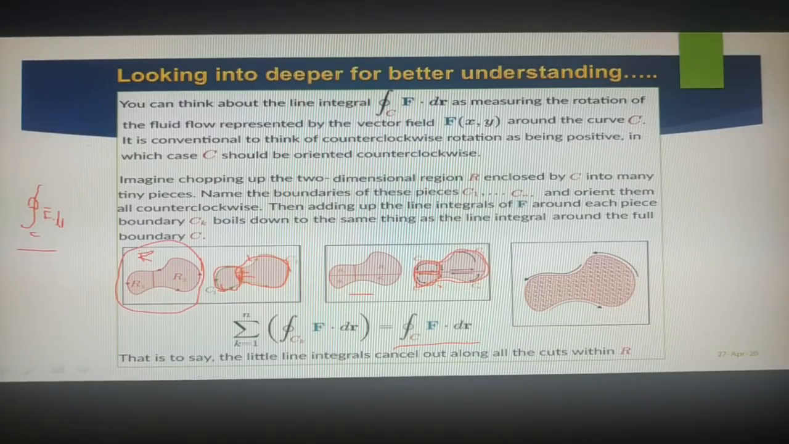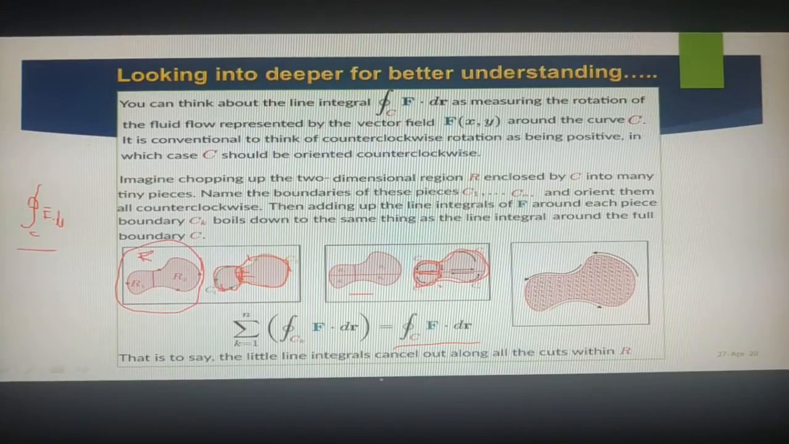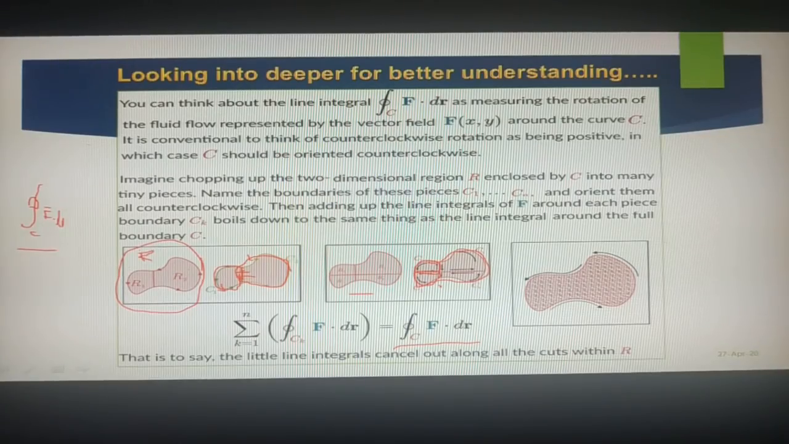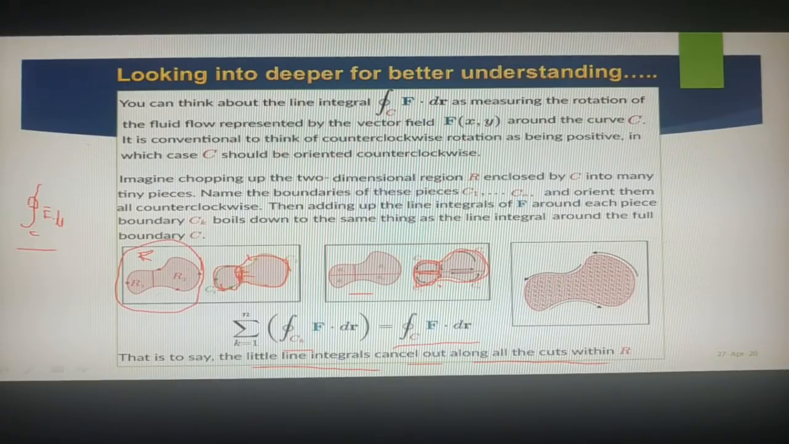Previously we went along the curve, made it into n equal parts, and got the result in our previous class. Now in this lecture we are taking a closed curve, so we will see a different approach to finding the integral of F bar dot dr along that curve. I am taking that many parts inside: sum over k equals 1 to n of the integral over Ck of F bar dot dr. If I add all together, the little line integrals cancel out along the cuts within the region R.